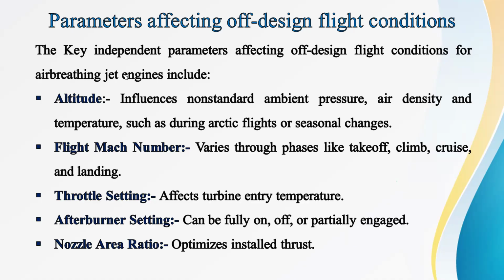Another is the throttle setting. The throttle setting is related with the nozzle parameters, like turbine entry temperature, the nozzle exit temperature and pressure. Again, afterburner setting and the nozzle area ratio. The area ratio is one of the important factors in optimizing the installed thrust. We are familiar with installed thrust because we already developed an equation for it.